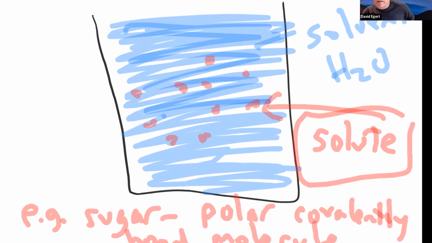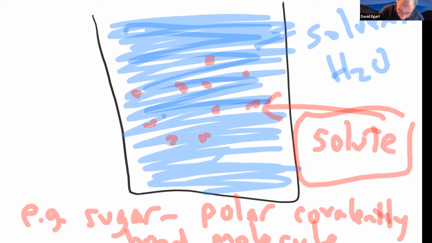Sugar is a polar covalently bonded molecule. We're going to talk more about specifically what about sugar makes it polar, actually in the lab a little later today. But it's going to be hydrogens and carbons and oxygens connected together with covalent bonds, but there's going to be a charge imbalance depending on what direction you look at it from that will make part of it more positive, part of it more negative.